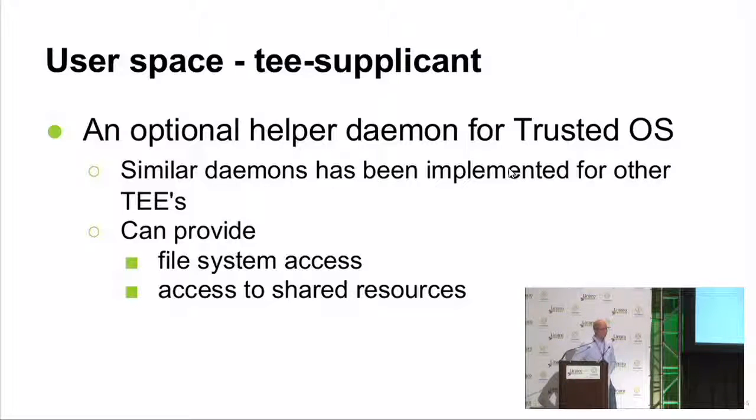And then we have what's done in the T-supplicant compared to what's done in the driver. It's a bit of a design decision. For instance, waiting and such things we do in the driver, but file system access we do in user space.